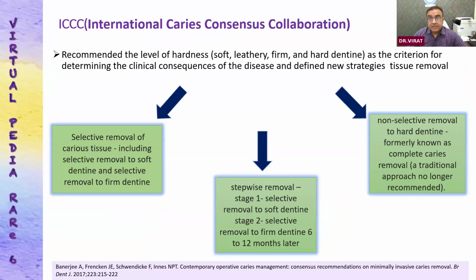According to the International Caries Consensus Collaboration, they recommended the level of hardness as the criteria for determining the clinical consequences of the disease, and they defined three strategies. One is selective removal of the caries tissue, which includes selective removal to soft dentin and selective removal to firm dentin. Second is the stepwise removal, in which stage one is selective removal to soft dentin, and stage two is the selective removal to firm dentin 6 to 12 months later. And last is non-selective removal to hard dentin, formerly known as complete caries removal, which is no longer recommended.